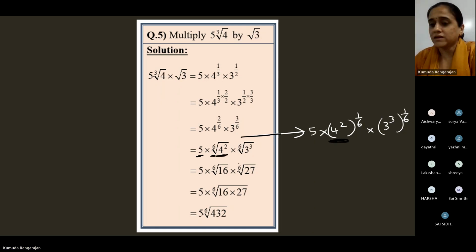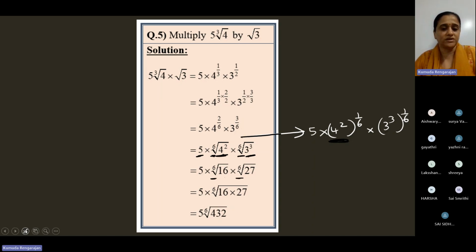And 3 cube to the power 1 by 6 is the 6th root of 3 cube. So 4 square is 16, 3 cube is 27. Now you can see that the surds are of the same order 6. Now you can multiply 5 into 6th root of 16 into 27. And 16 into 27 is 432. So the product is 5 times the 6th root of 432.